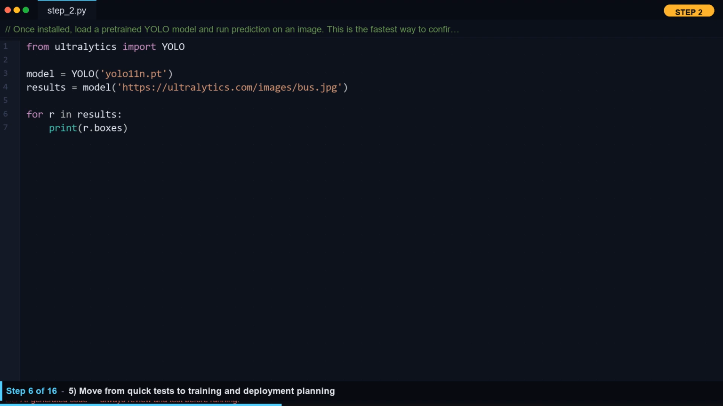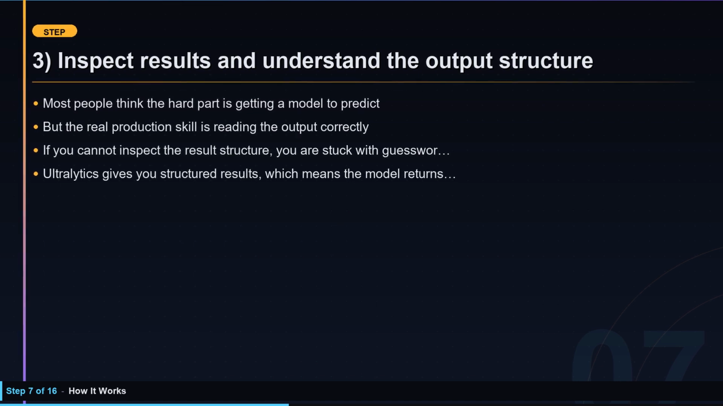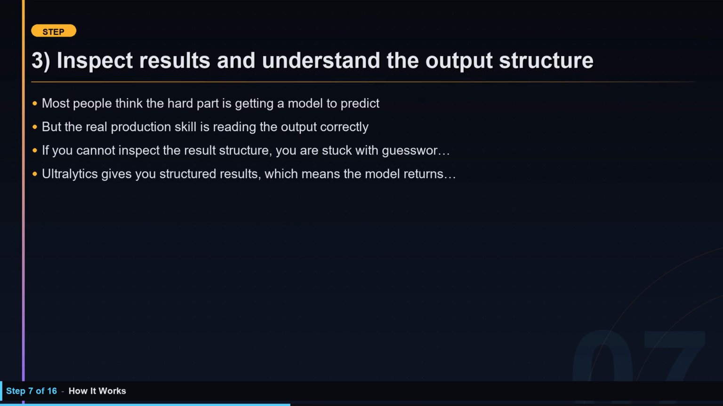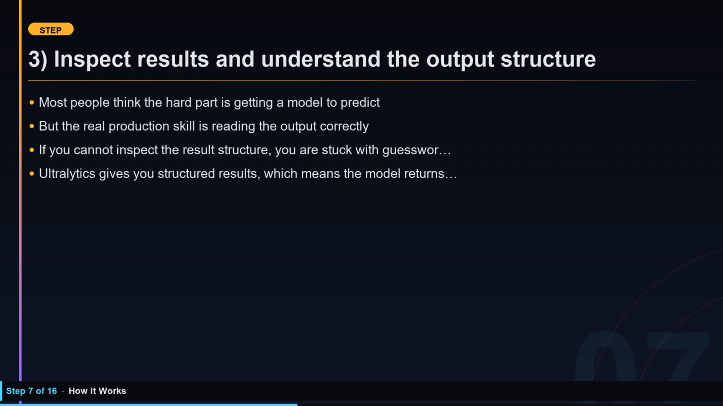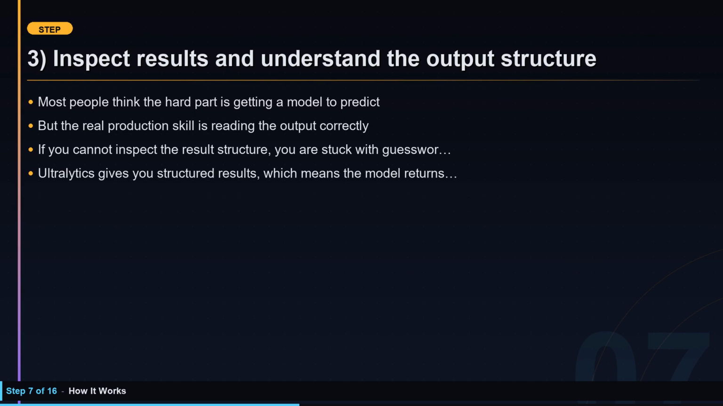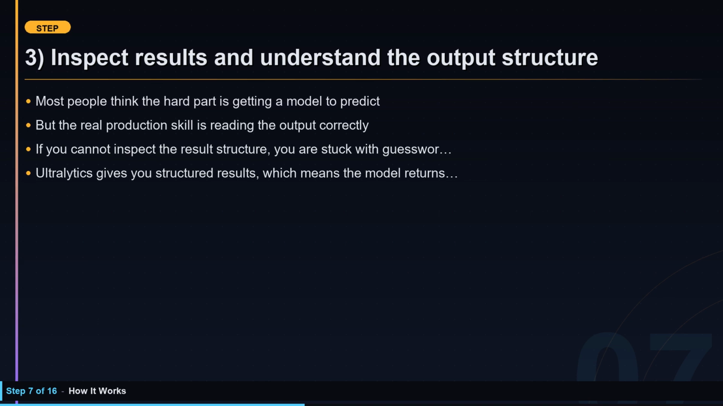But there is a catch most people miss. Most people think the hard part is getting a model to predict. But the real production skill is reading the output correctly. If you cannot inspect the result structure, you are stuck with guesswork, and guesswork breaks pipelines. Ultralytics gives you structured results, which means the model returns data you can program against, not just a pretty image on the screen. That matters because downstream logic usually needs boxes, masks, class ID, or key points, not a screenshot.